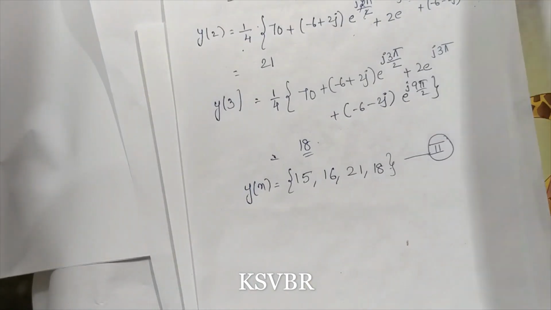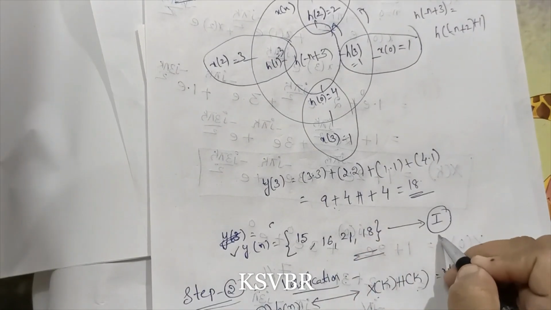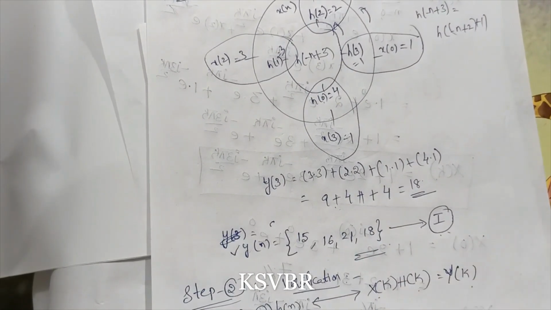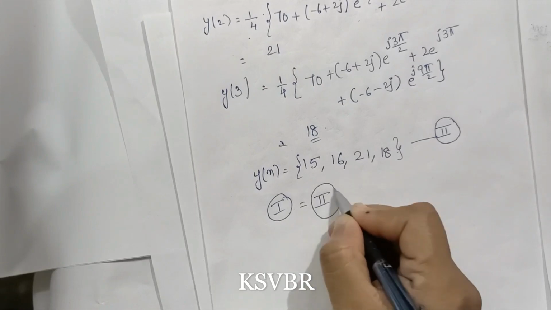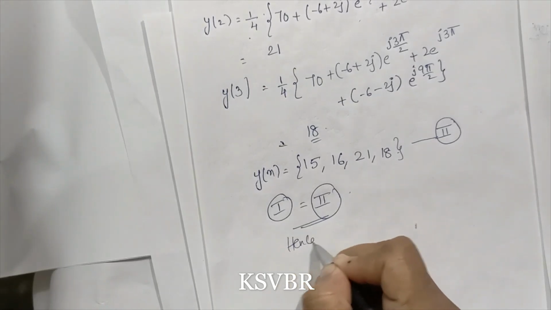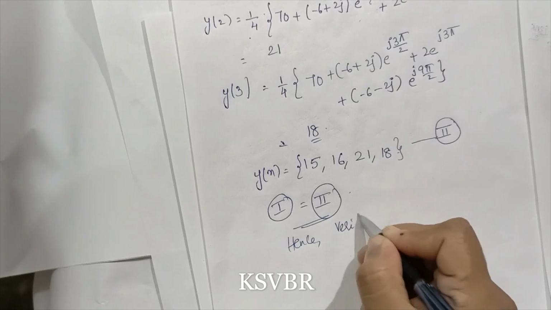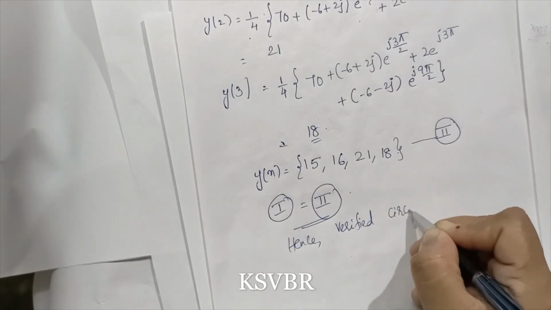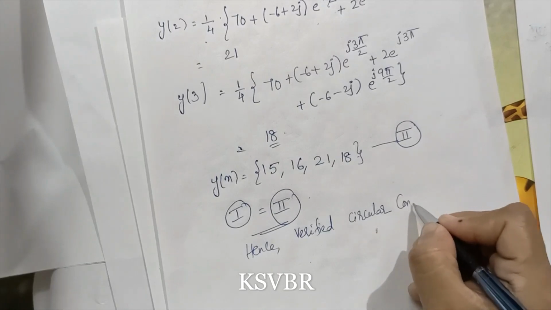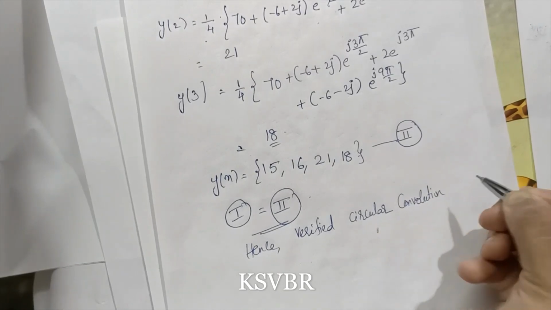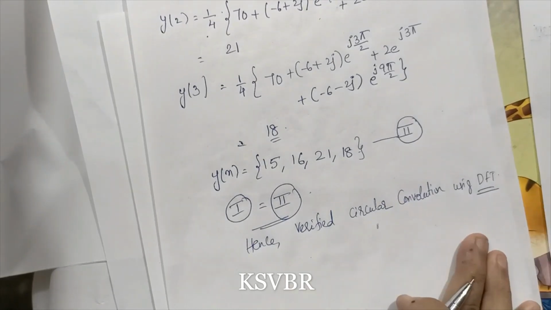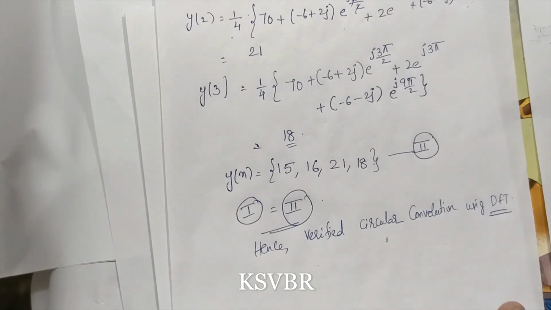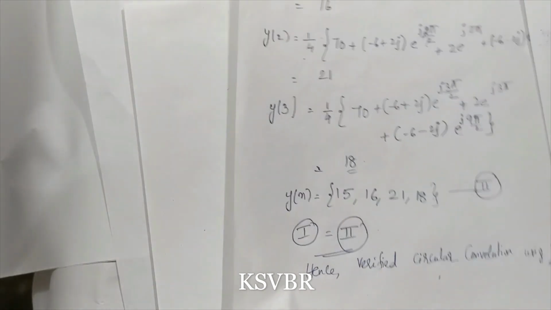So now go for equation Roman 1 that we have done from circular convolution. This is the same result as 1, right? So equation 1 is equal to equation 2. Hence, we have to write verified circular convolution using DFT. Okay. So this is the way we have to do the problems, and this process is otherwise called the linear filtering method also. Okay. This is the entire process we have to do.